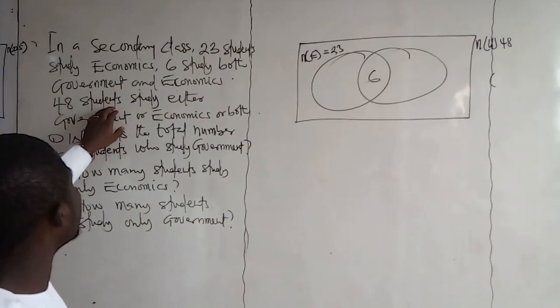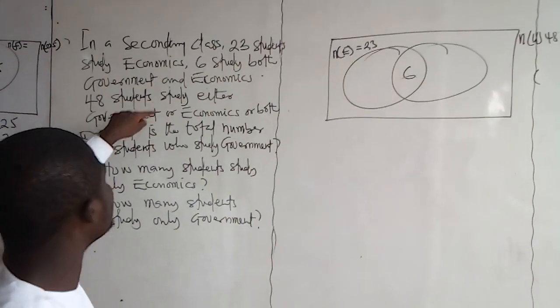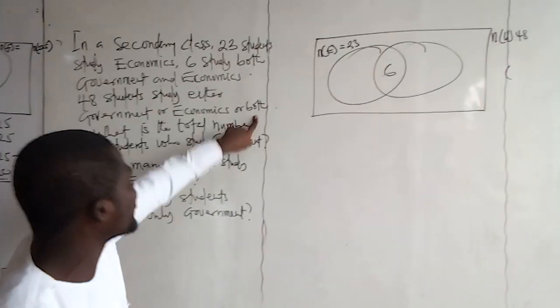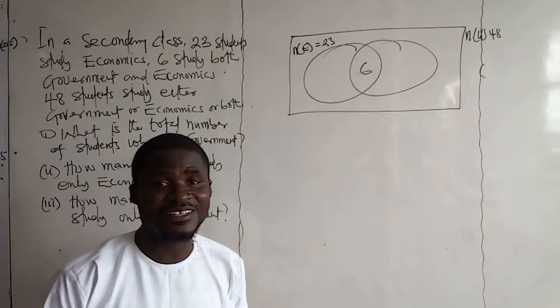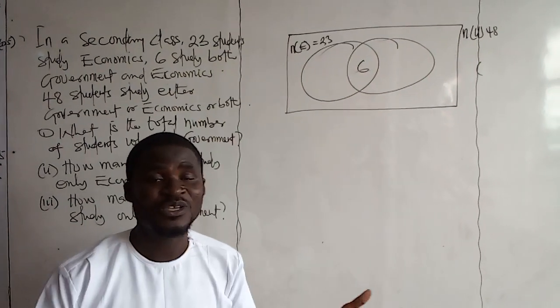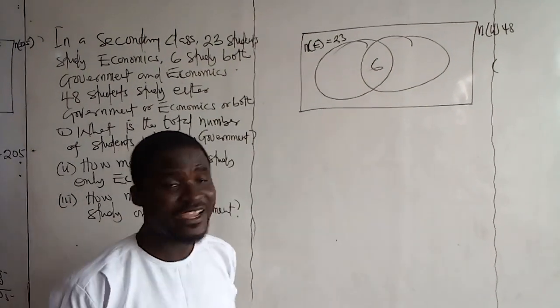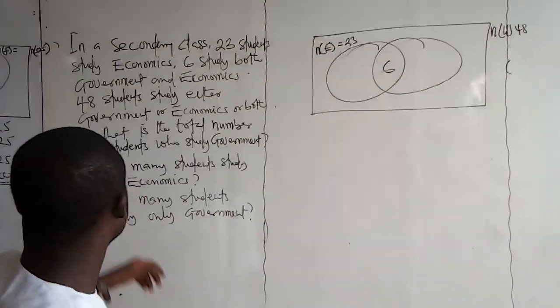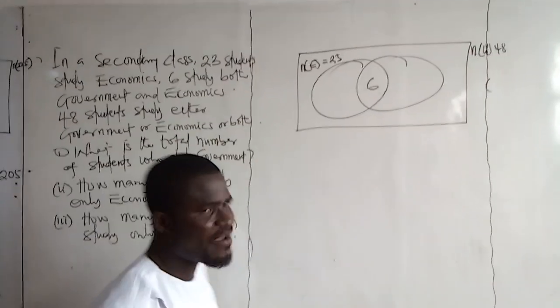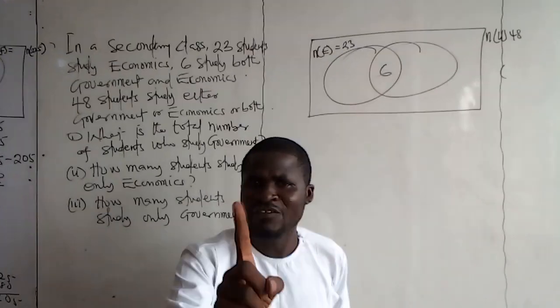48 students study either government or economics or both. Now this statement means that universal set. Okay, that's all. Universal set. That's why I wrote 48 there. It's talking about universal set. Good. Now, after reading the question, they didn't give you government.